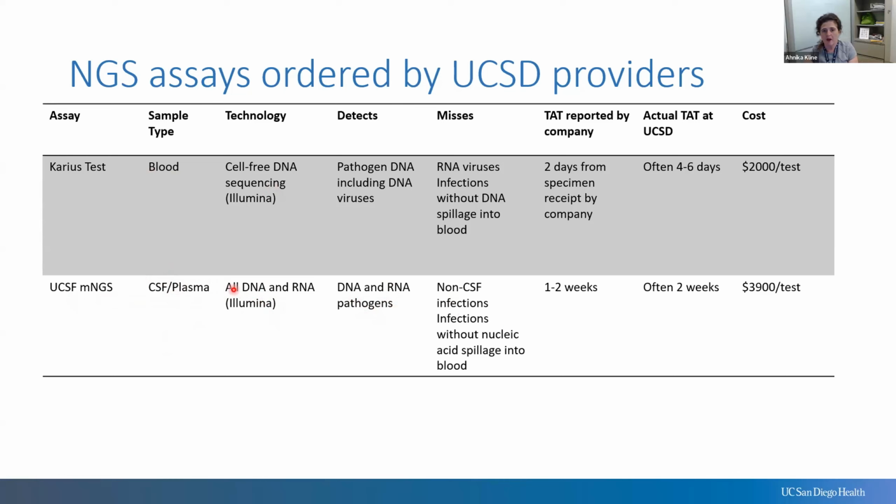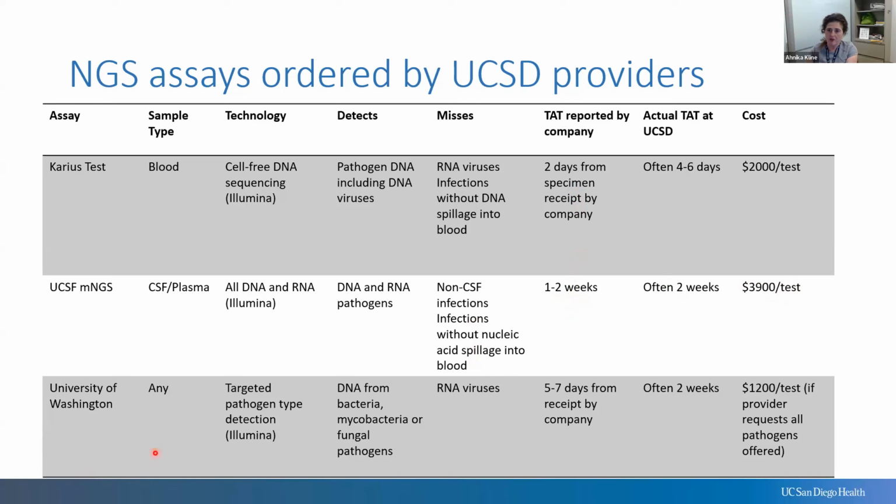So what can it miss? Well, if an infection is not in the cerebral spinal fluid, then you won't catch that infection by sequencing CSF. And similarly, infections without nucleic acid spillage into the blood. So if it's not a bloodstream infection or significant infection where the DNA or RNA is making it into the blood, then they'll miss that. They report a 1 to 2 week turnaround time for their assay, so much slower than the Carious assay. It is often about 2 weeks from the time we send the specimen, sometimes a little bit longer, and they charge $3,900 for their test.